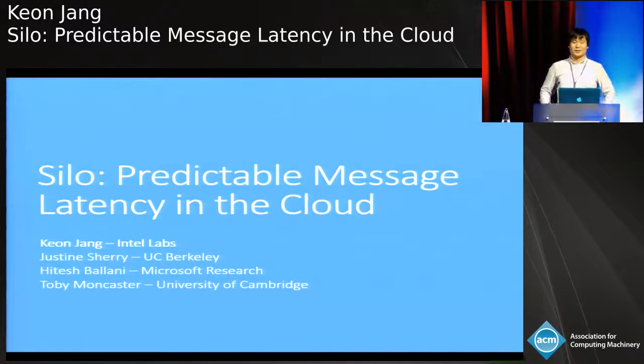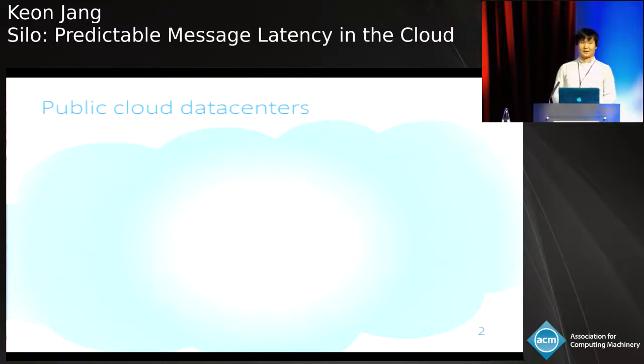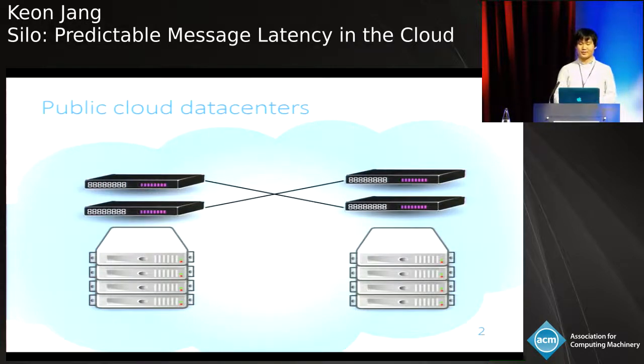Silo is a network sharing solution for multi-tenant data centers, including public cloud data centers like Azure or Amazon EC2. These cloud data centers, just like other data centers, have servers and network fabric connecting them. Users rent virtual machines, and the provider allocates resources for virtual machines. Users run their applications, which generate traffic between servers.